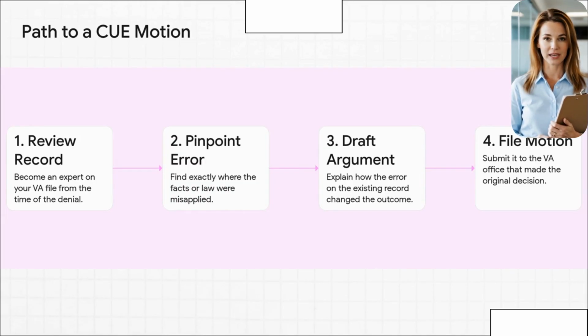First thing, you've got to get a full copy of your VA claims file and become an expert on what was in it at the time of that old denial. You need to see what they saw. Then, you hunt for that specific, undeniable error. Once you find it, you draft your argument, carefully explaining how it meets that three-part test we talked about. And finally, you file it with the exact same VA office that made the original mistake.